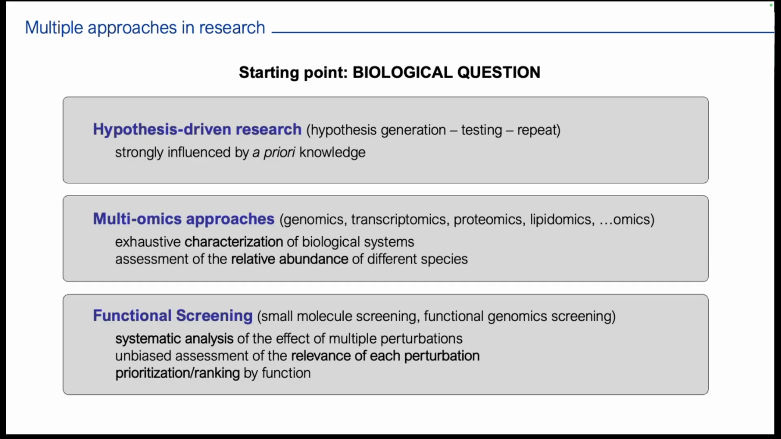The classical approach, where you generate a hypothesis, you test, then you formulate a new hypothesis, and so on. This, of course, is very useful, but is always limited or influenced by the a priori knowledge that you have on a particular subject. Then you have other types of approaches, like the multi-omics approaches, where what you're doing there is characterizing the system in terms of different biological species. You can do genomics, transcriptomics, proteomics, any kind of omics now, single cell as well.